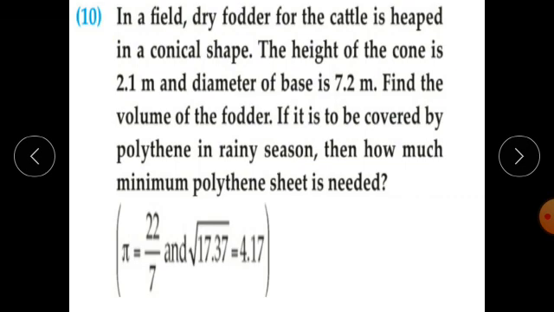And in this question, the value of pi is given, that is 22 upon 7, and the square root of 17.37 is given as 4.17.